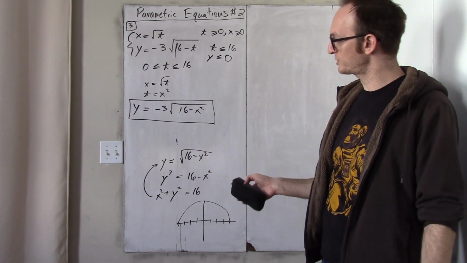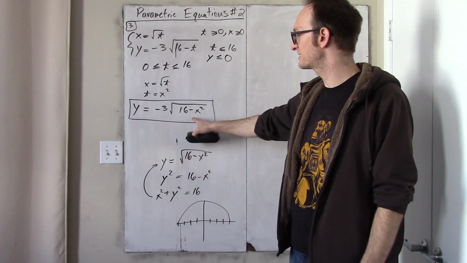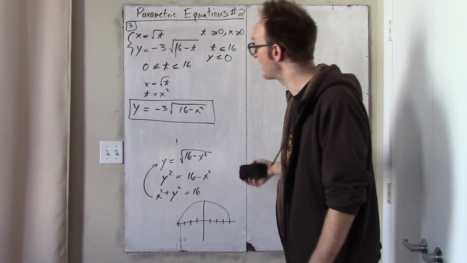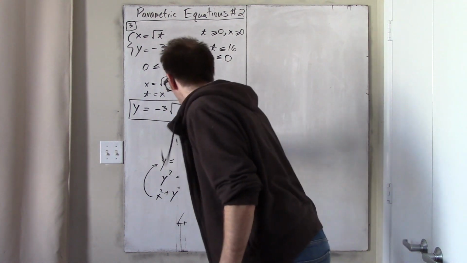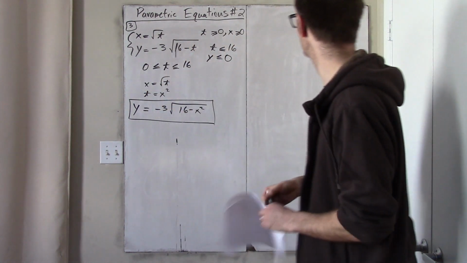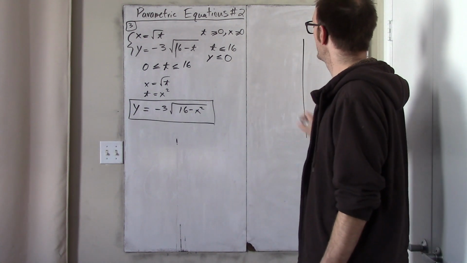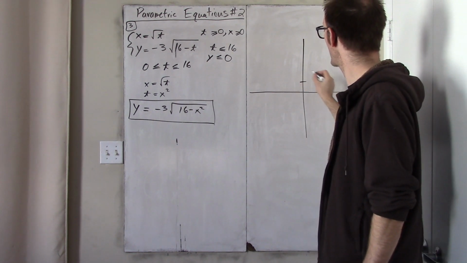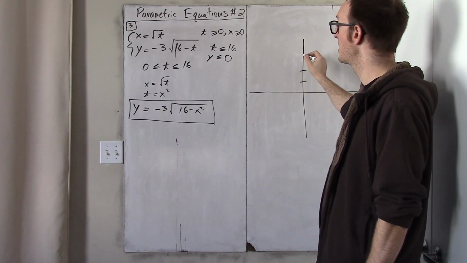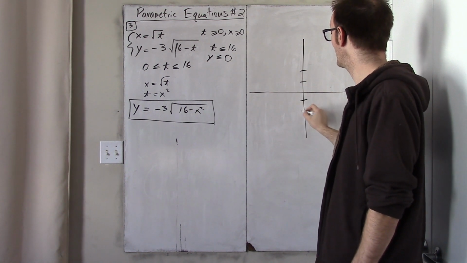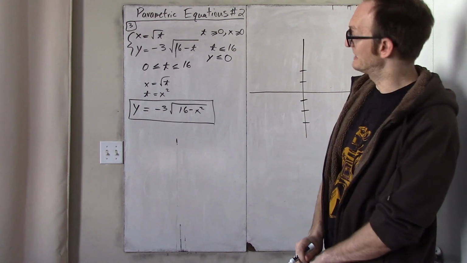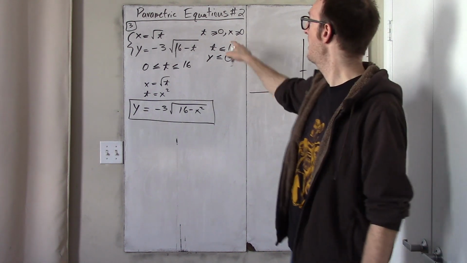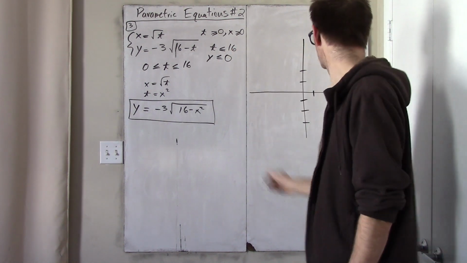Therefore, what is this function? Well, it's just that, but stretched out by a factor of 3 and flipped upside down. Okay, so what is this thing? Well, it's just the semicircle radius 4 function, but stretched out by a factor of 3 and also upside down. So boom, boom, boom, boom. But also, x has to be positive and y has to be negative.